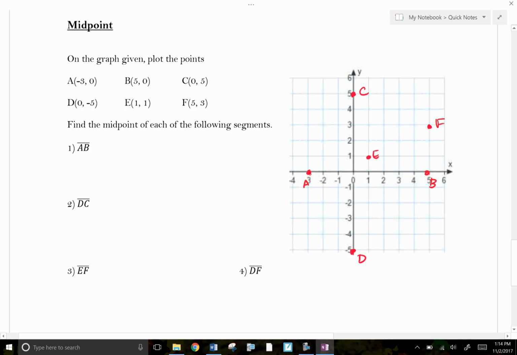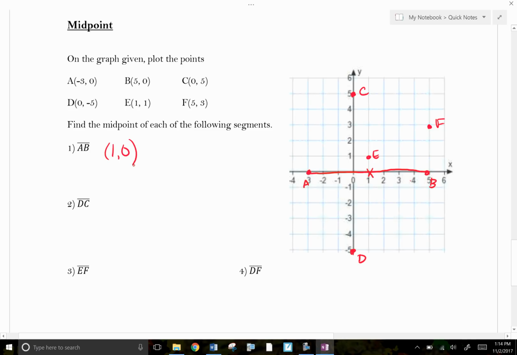Okay, so the midpoint of AB. I made it easy for you. AB's flat. Okay, horizontal line. If I want to find the middle, let's see, it's 1, 2, 3, 4, 5, 6, 7, 8. AB is 8 units long. The middle would be 4 away. 1, 2, 3, 4. There's the midpoint. That midpoint is 1, 0.